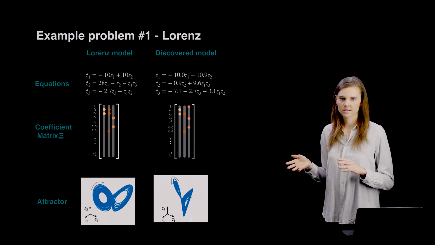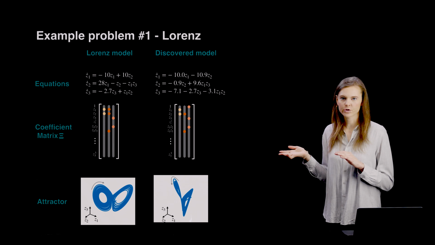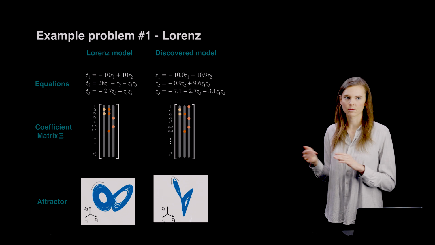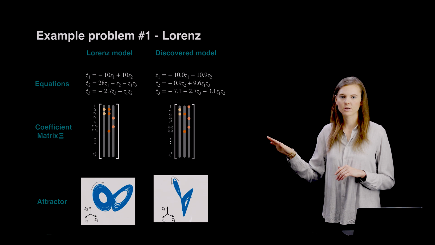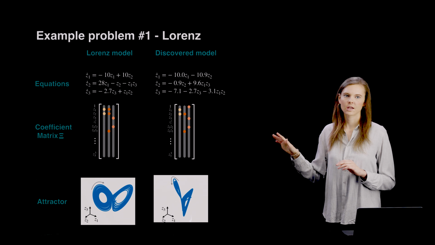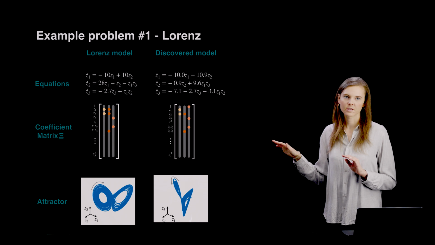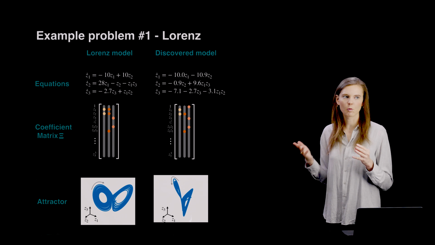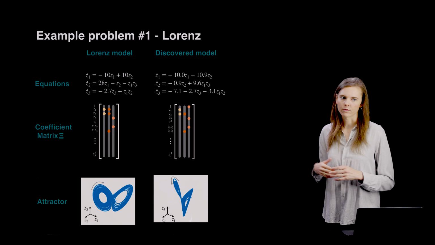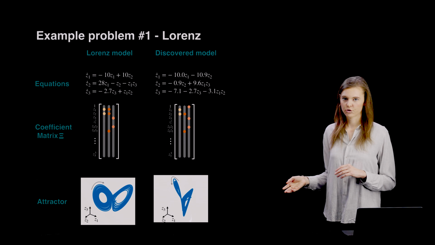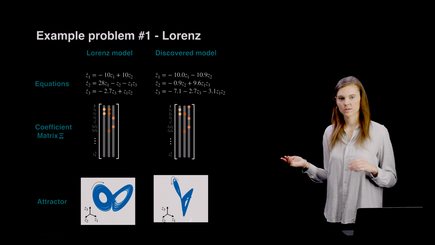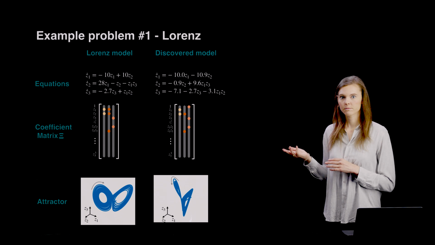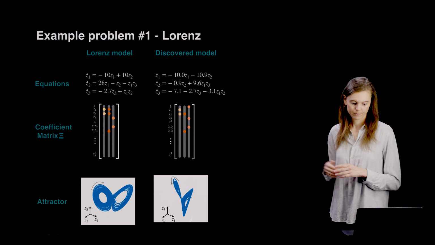One is, obviously these equations and this coefficient matrix are not the same as the original model. However, we do see that the coefficient matrix still has the same number of terms in the dynamics, and it looks somewhat similar to the original coefficient matrix. Also, the attractor clearly does not look like the original attractor. However, you can still see that there's a 2-lobe structure to the attractor.